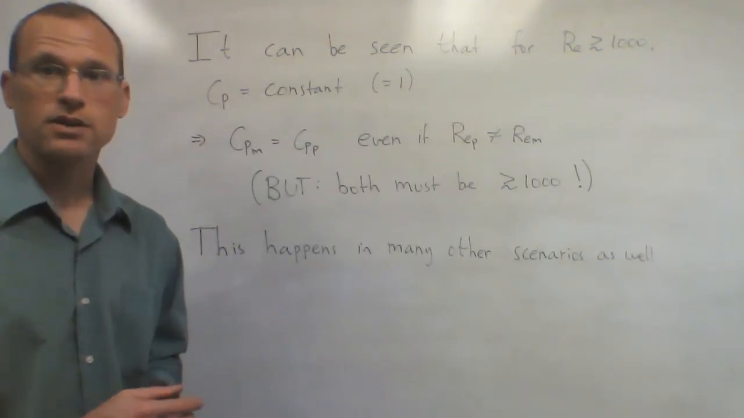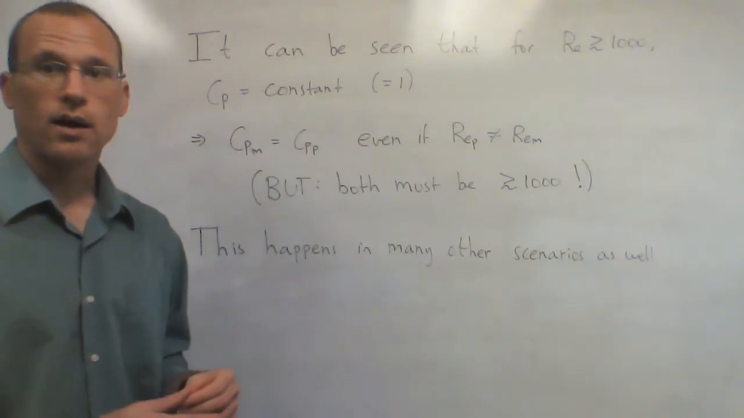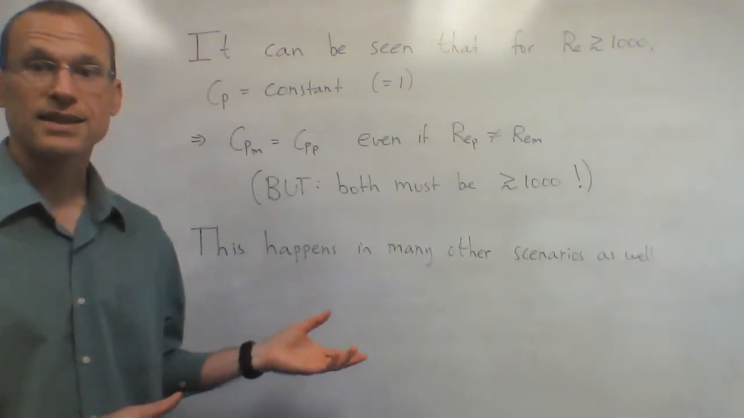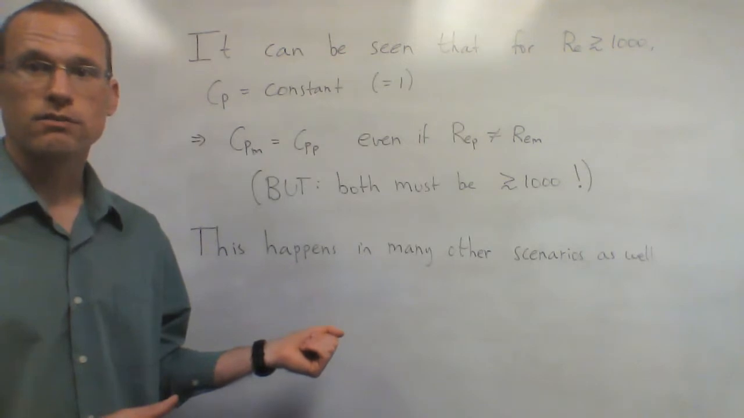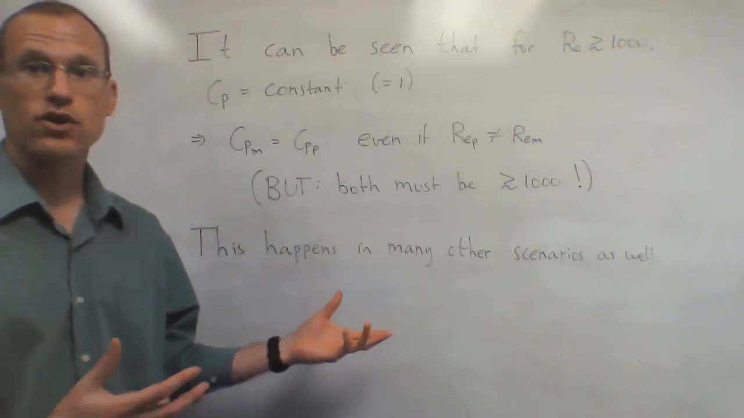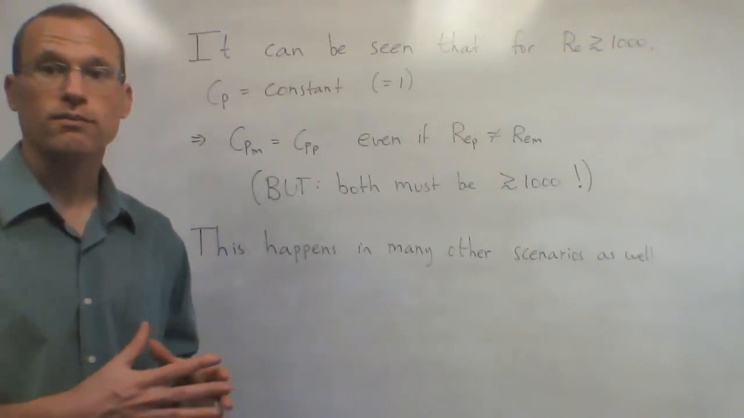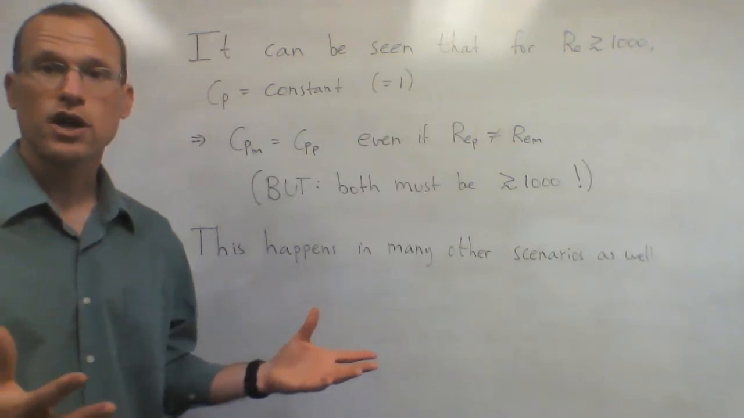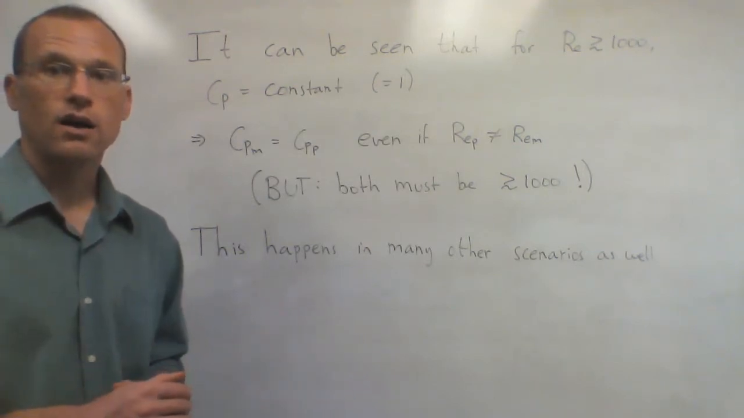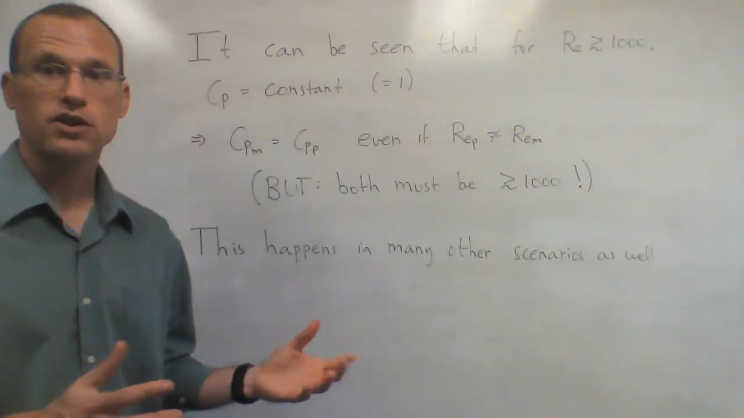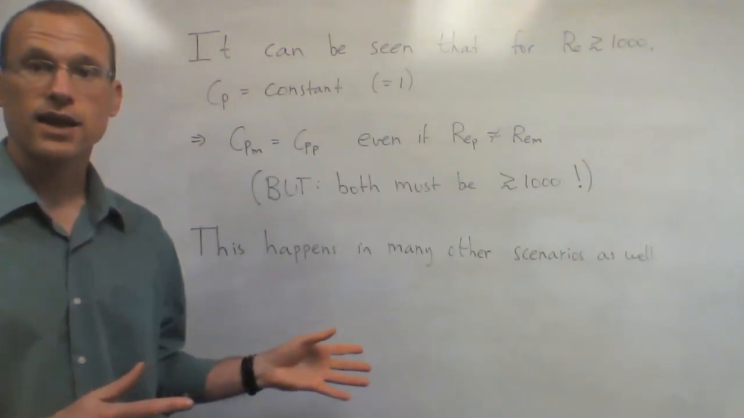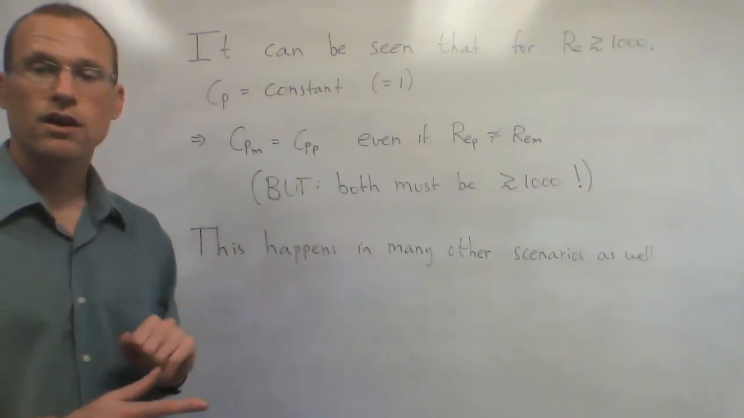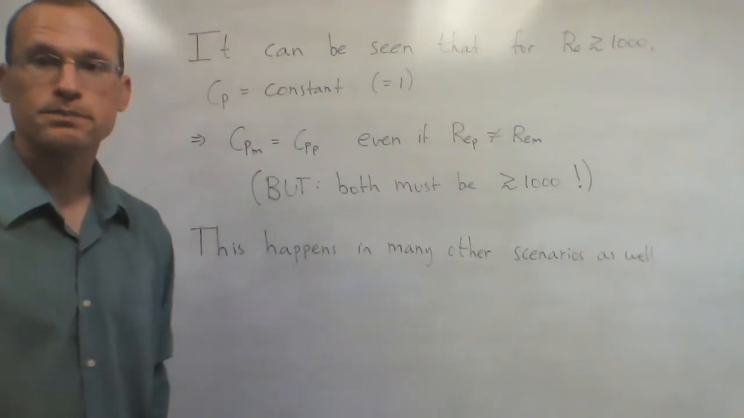So this situation happens in a bunch of different scenarios, not just this one. The CP value may not be exactly equal to 1, but it could equal some other number, but that number is constant over a big range of Reynolds numbers. Usually at the bigger Reynolds numbers, you have the same CP value. CP generally goes to a constant value. So in that case, you can compare them without having the same Reynolds number.